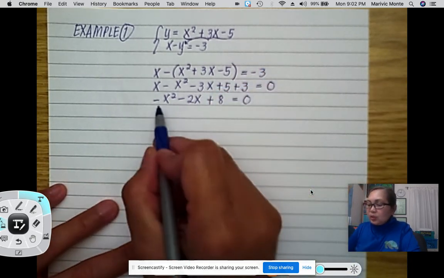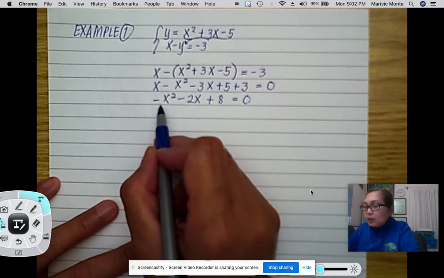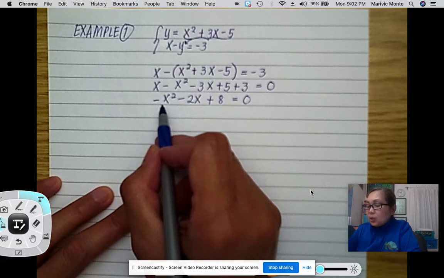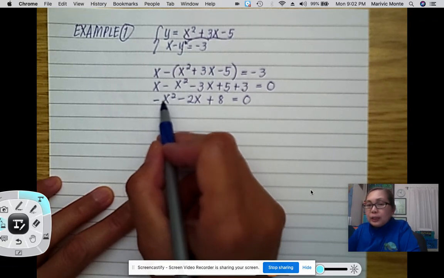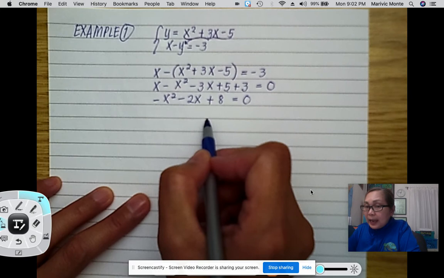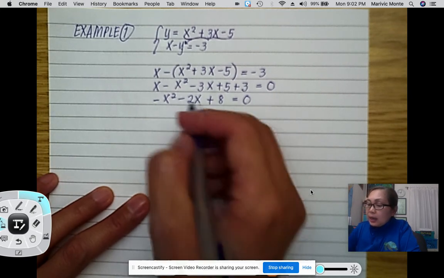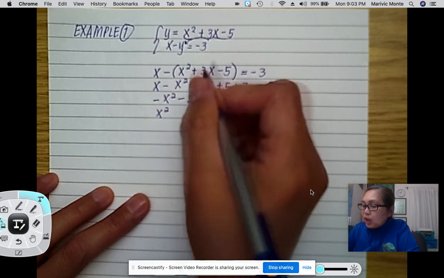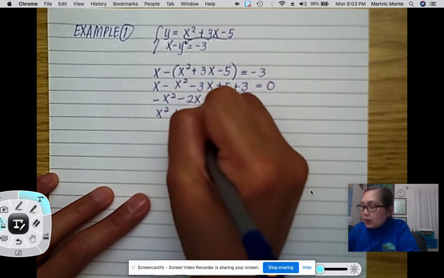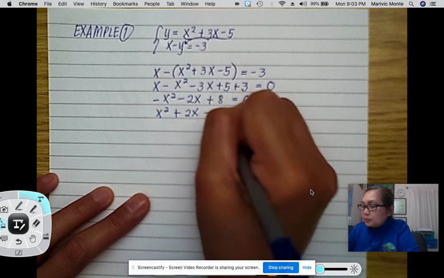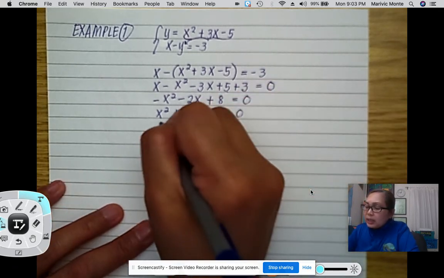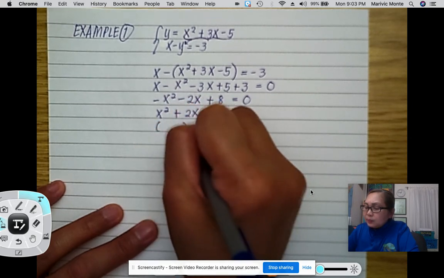At this point, you notice that there is a negative in front of the first term. I don't like that. We do not like that. So I'm going to multiply both sides by negative 1. That would give me a positive x squared, and it will change the sign of the rest of the equation. And that gives me x squared plus 2x minus 8 equals 0. So now this is going to be easier to factor.